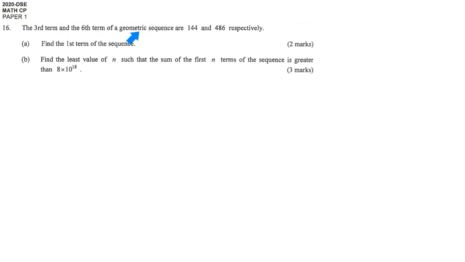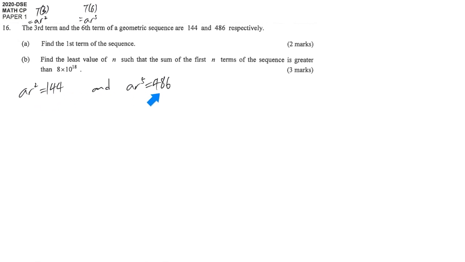About a geometric sequence, they tell you that the third term, so you should brainstorm immediately. The third term is a r power of 2, and the sixth term here means a r power of 5. They say that they are 144 and 486 respectively, so you may say a r power of 2 is equal to 144. At the same time, a r power of 5 is equal to 486.